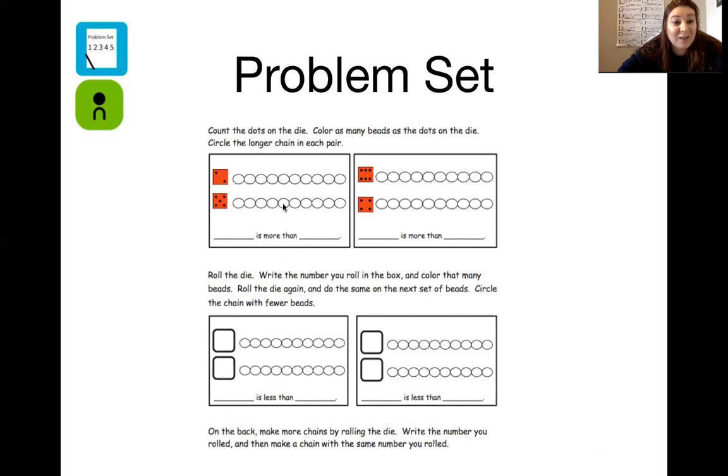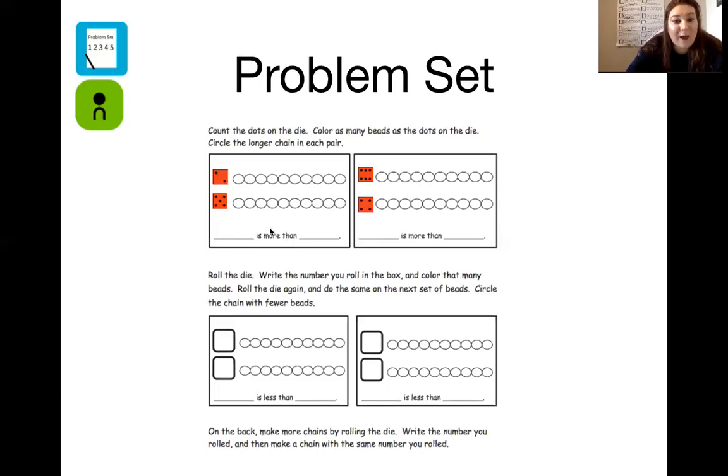Which chain is longer? Yes, the 5 chain is longer than the 2 chain. It has more beads. Now let's fill in our sentence. 5 is more than 2.